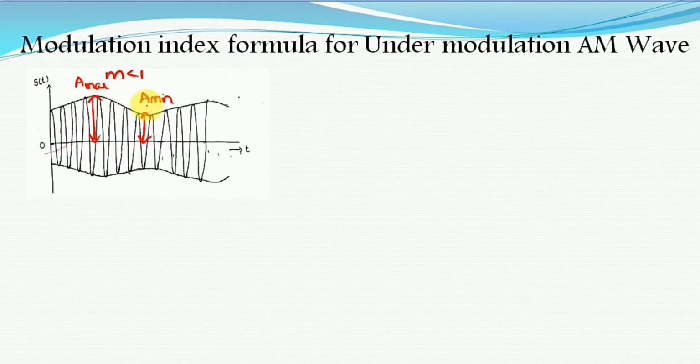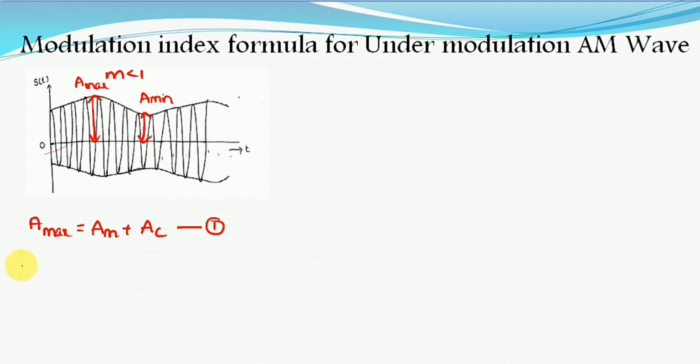If you clearly observe, this A maximum is nothing but both the amplitudes added up. Here the carrier signal amplitude is varying according to the amplitude of the message signal. So we can write the maximum amplitude of the under modulated AM wave as Am plus Ac. Okay, so this is equation 1.